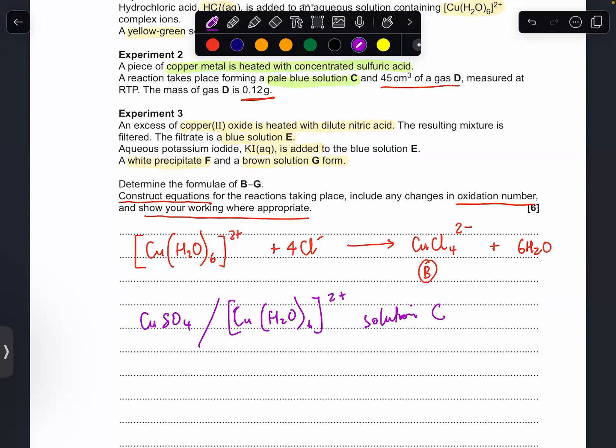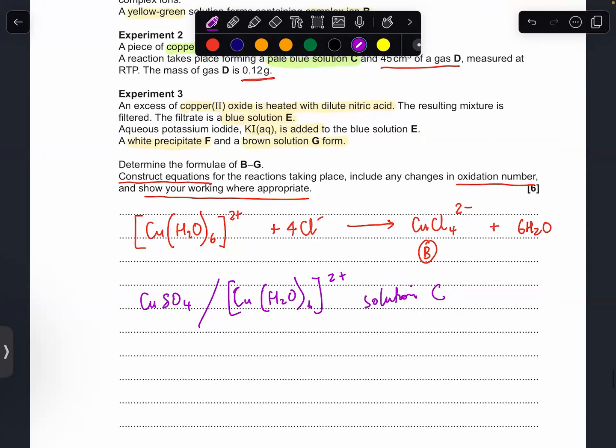And you see, a reaction takes place. This is what's formed, and you've got this gas. This gas D has 45 centimeters cubed. If we divide that by 24,000, that gives us the moles.